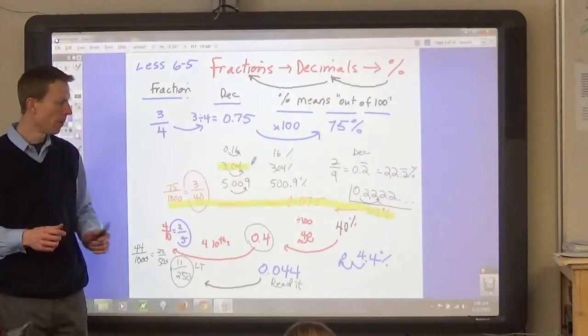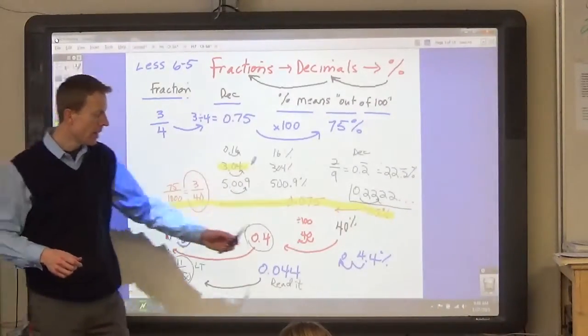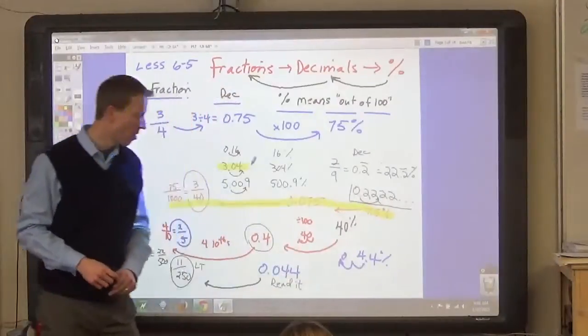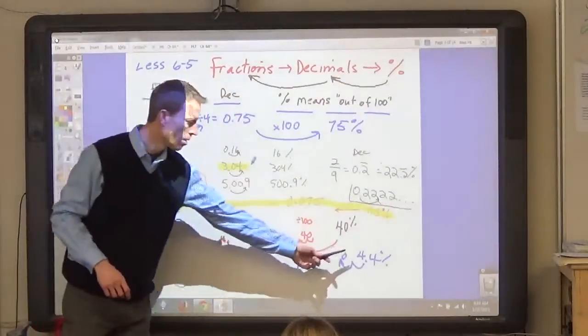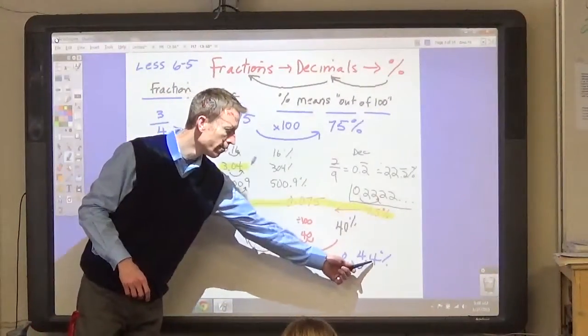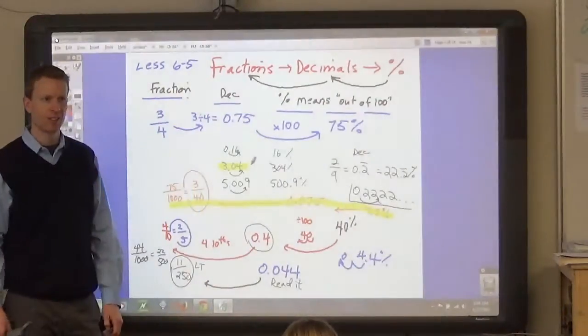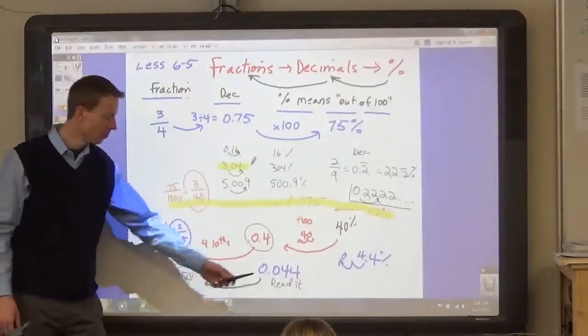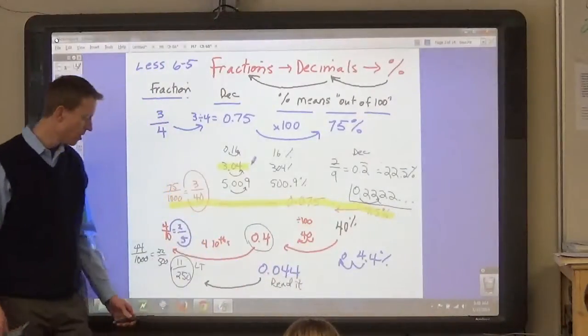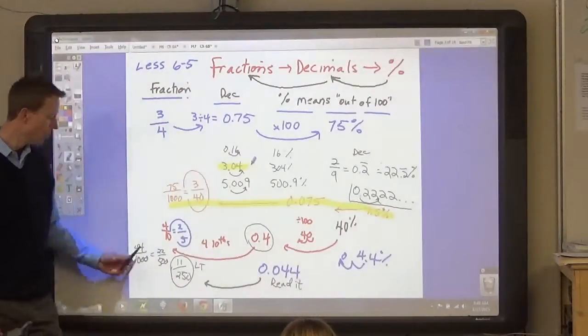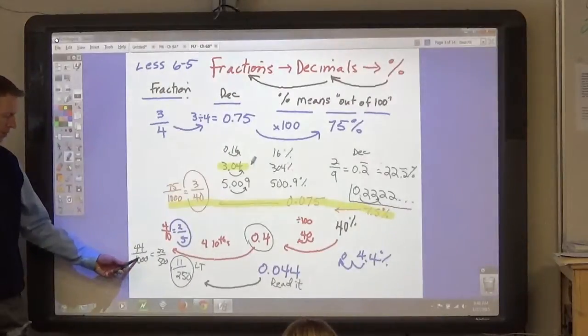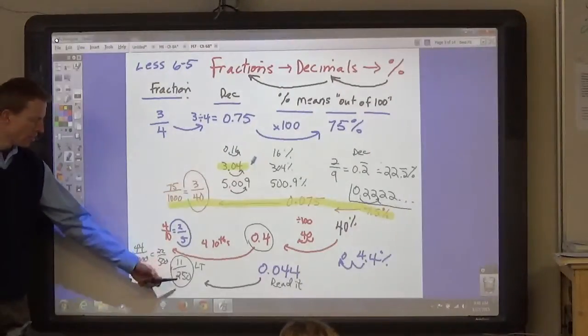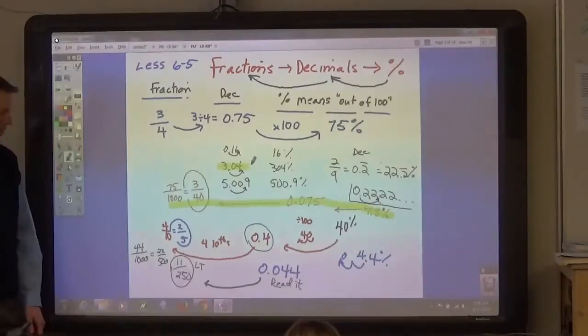Okay? You can have a percent number that's small, just like this. 4.4% can be changed to a decimal, 44 thousandths, which we would write as a fraction, 44 over 1,000, and reduce it to 11/250ths in lowest terms.